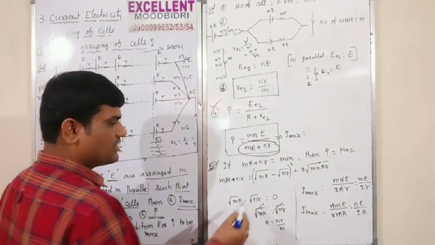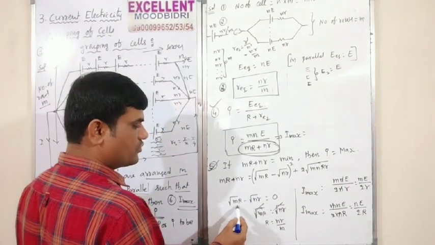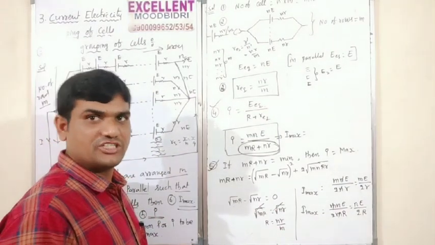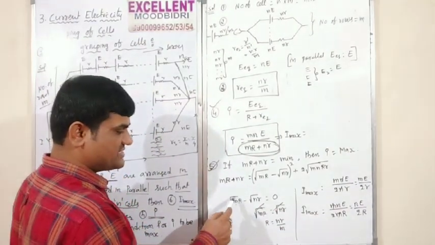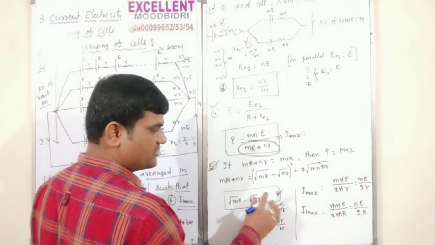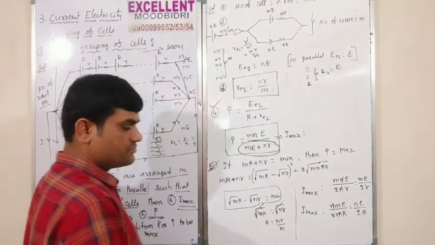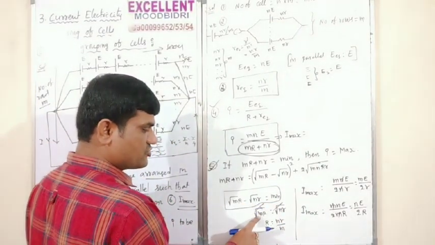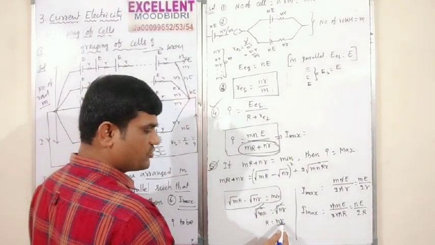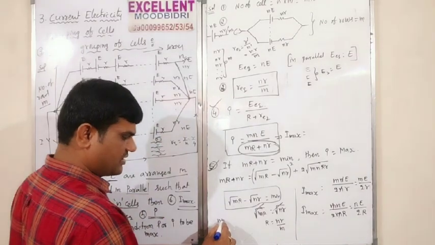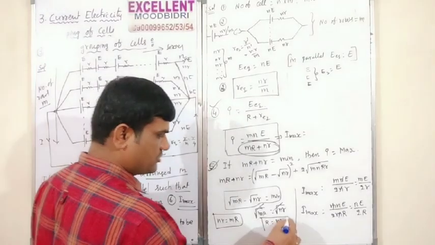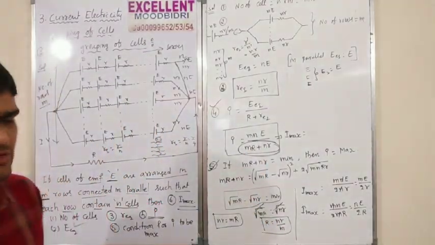Now I will consider this value. Root over Mr minus root over Nr is equal to minimum, meaning 0. Minimum means 0. Therefore, this is the condition. Transfer this to that side. So root over Mr is equal to root over Nr. The square root gets cancelled. Therefore, R is equal to Nr by M, or else Nr is equal to Mr. Use this formula in this case. In that case, I becomes maximum.